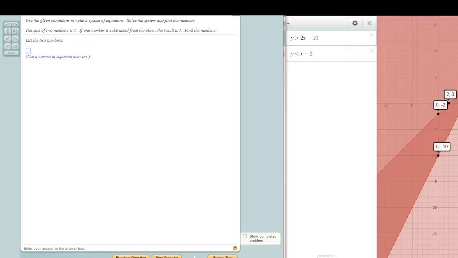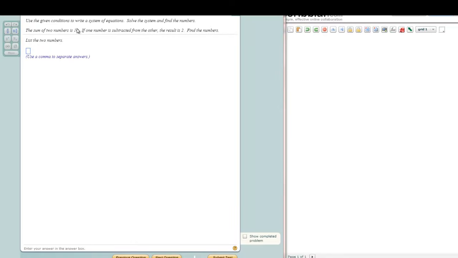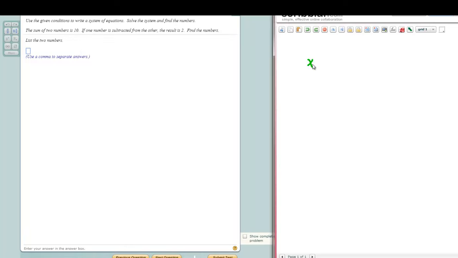For this one here, it says use the given conditions. You're going to write a system of equations again. So let's think about that. We have the sum of two numbers is 10. Okay, so the two numbers would be x and y, which is perfectly fine. x plus y. And now you don't have to be all formal and write let statements, I mean, you're doing the work on the side. So x plus y is 10. Now the next part says if one number is subtracted from the other, the result is 2. So if x is subtracted by y, the result is 2.